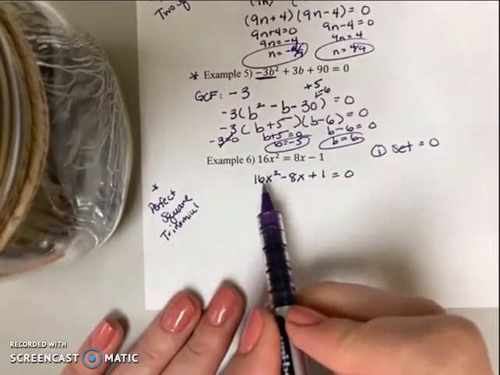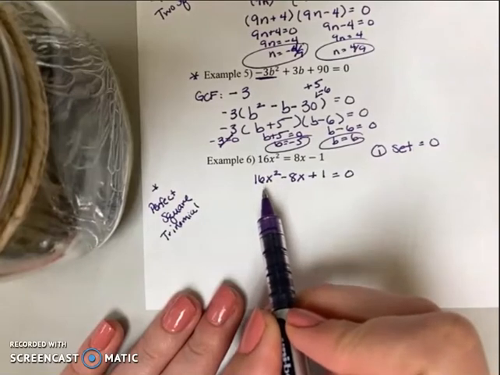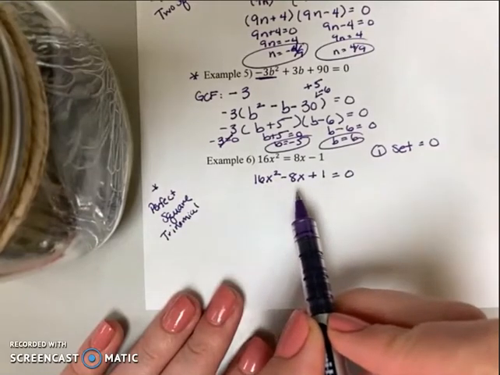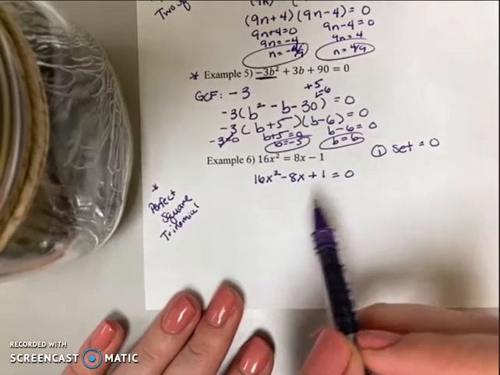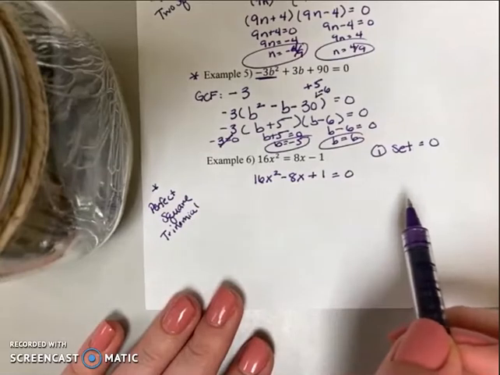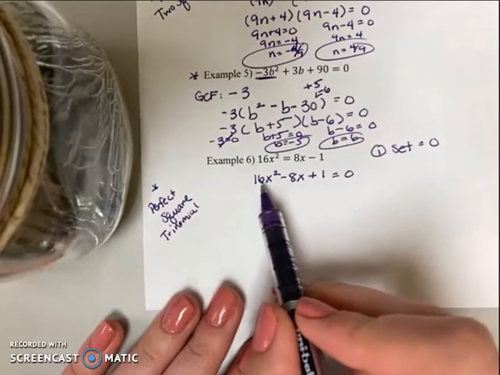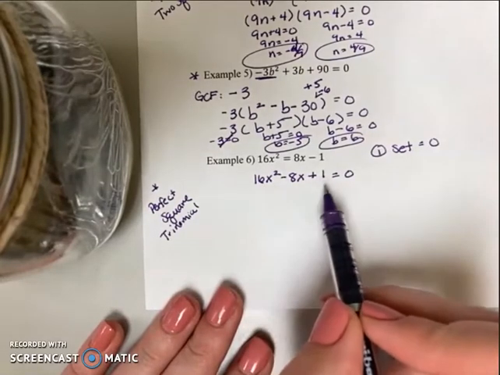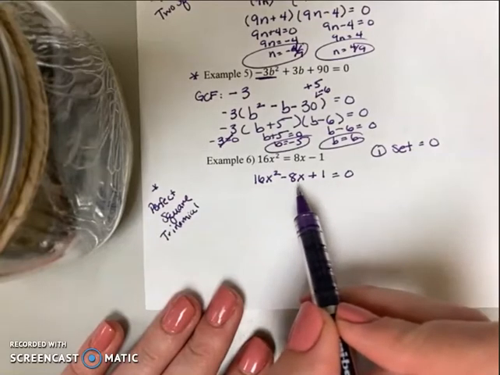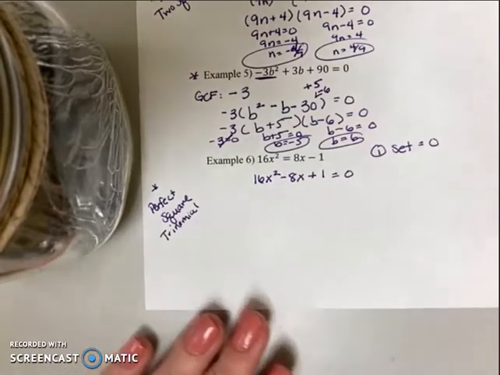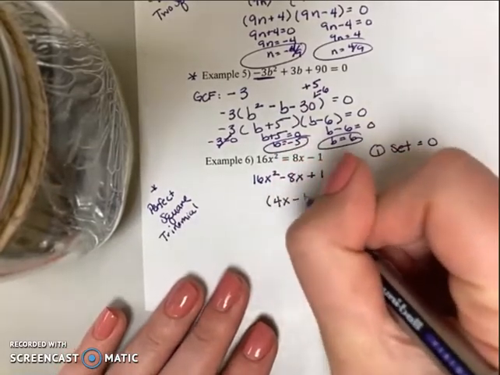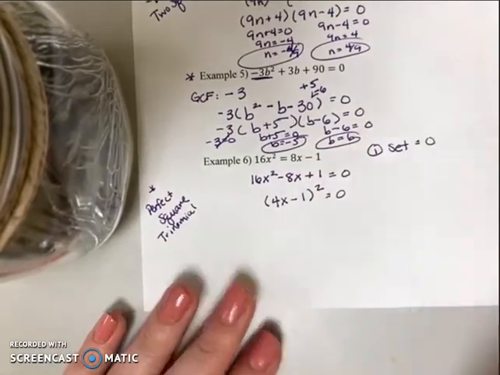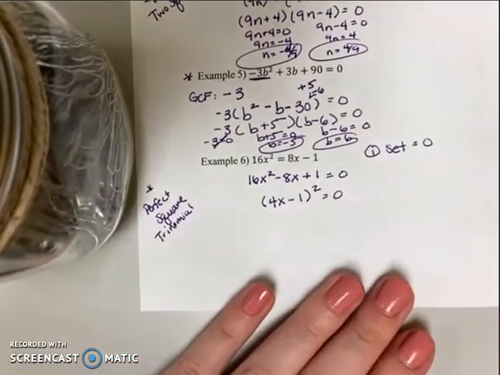So if I have a squared minus 2ab plus b squared, I would be able to write it as a minus b being squared. Well, a would be 4x, b would be 1, 2 times 4x times 1 would be 8x. So I do have a perfect square trinomial. I can go ahead and write it as 4x minus 1 squared equals 0. And then I'm already done factoring and I can solve.